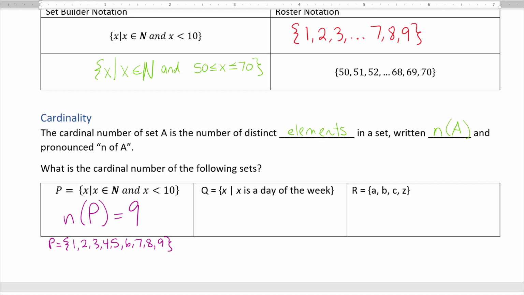How about q? Q is the set of all elements x such that x is a day of the week. So what is the cardinality of q? Well, how many days of the week are there? Well, there's 7, and I don't even need to write that out. I know that there's 7 days of the week. R is the set of A, B, C, and Z. So what's the cardinality of R? N of R is equal to 1, 2, 3, 4. I'm just counting how many elements there are. So you could do it in roster notation, word description notation, or set builder notation. You can still find the cardinality of the set.